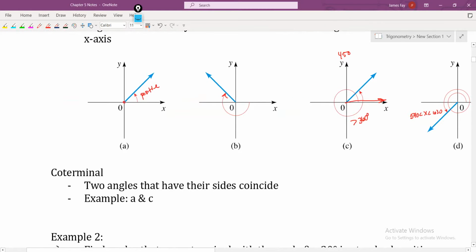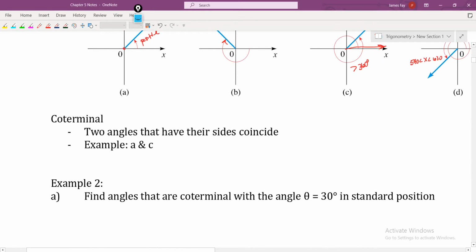What we find out though is that we can make our lives a little bit easier. If I get this angle that's between 540 and 630, or this angle that is between 360 and 450, I don't want to deal with something that big. So we get what we call coterminal. Co meaning together, terminal meaning terminating or ending. So these are angles that end together, or end in the same spot. It says two angles that have their sides coincide. Both of them have the same initial ray, and both have the same terminating ray.